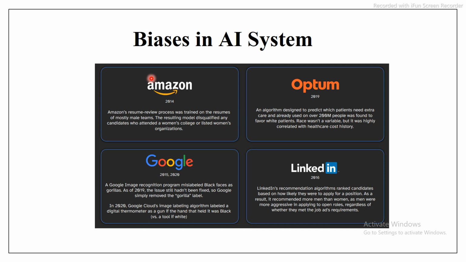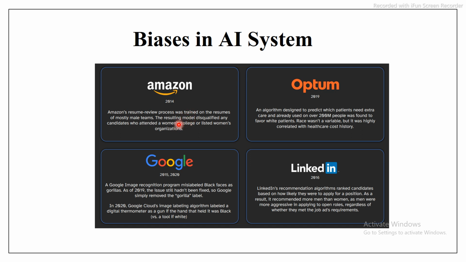Amazon's resume review process was trained on the resumes of mostly male teams. The resulting model disqualified any candidates who had attended a women's college or listed women's organizations. So the problem was this bias.